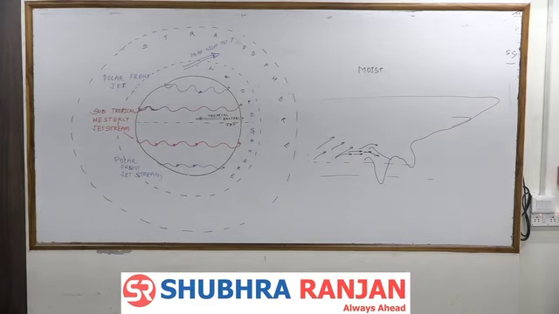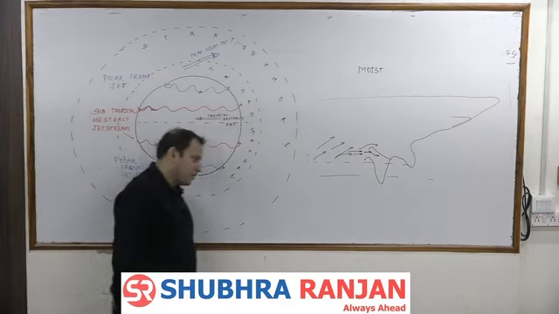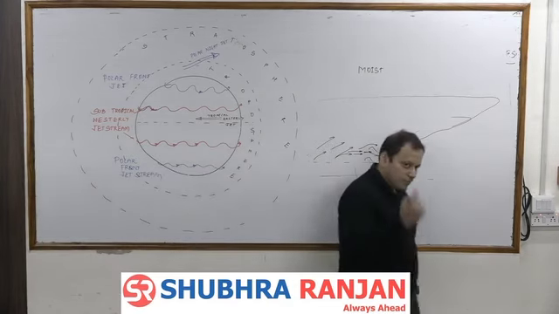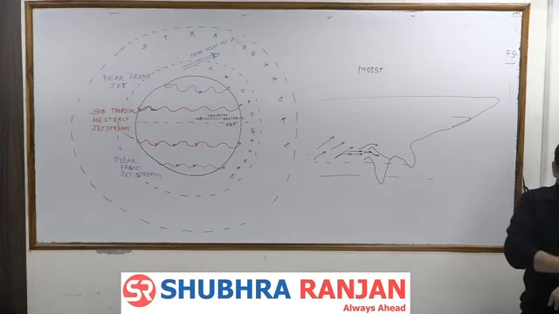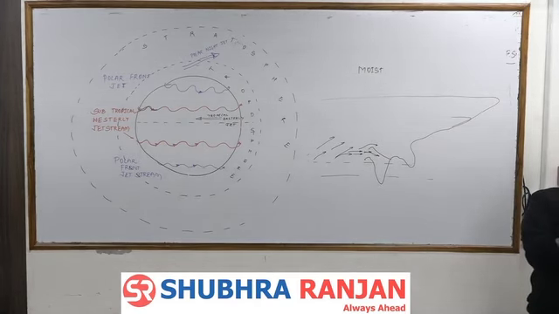So after that, these western disturbances are important because, point number one, they give much needed moisture to the rabi crops.